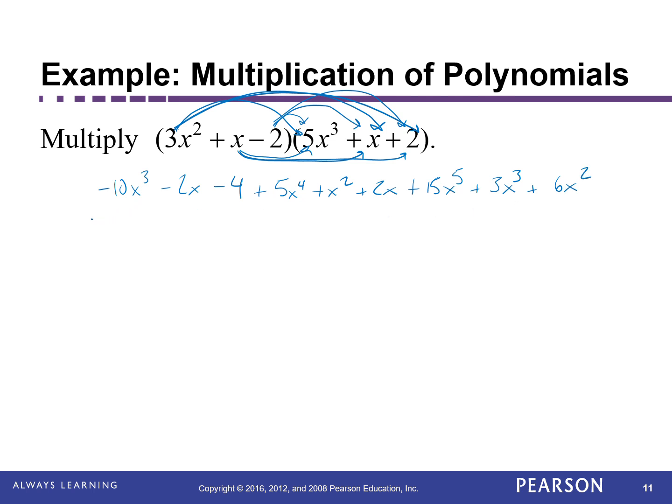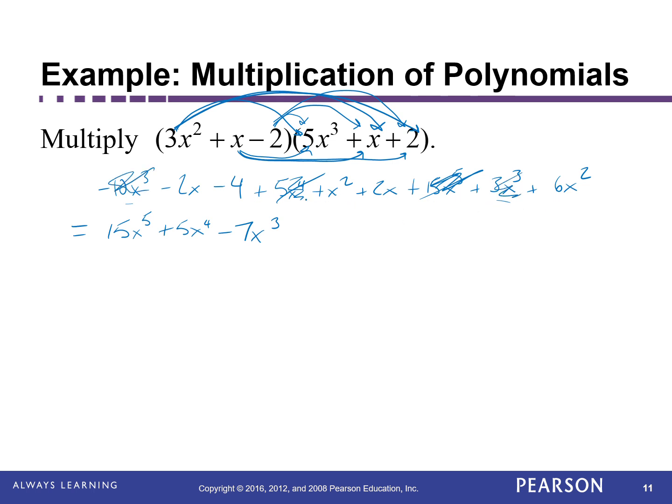And then I'm going to have to come through here and combine like terms. I've got 15x to the fifth, which has nothing to combine with, neither does 5x to the fourth. So that gets rid of those two terms for me. Okay, then I've got to look at the x raised to the third power. I've got a negative 10x to the third power and a 3x to the third power, so that gives me a negative 7x to the third power. That gets rid of those terms.